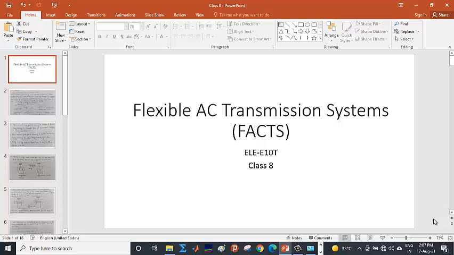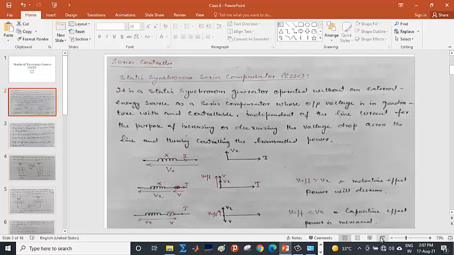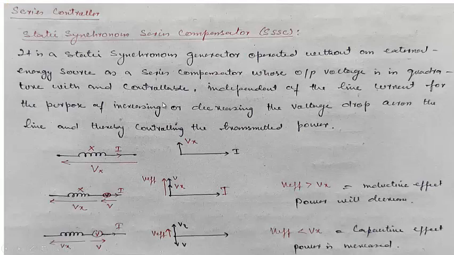In the previous lectures, we discussed the different controllers. We'll continue with the same. So, we're discussing the controllers which are using the self-commutating switch. We discussed the shunt controller, that's STATCOM. Today, we'll discuss the series controller, that is the static synchronous series compensator. It is also shortly known as SSSC.